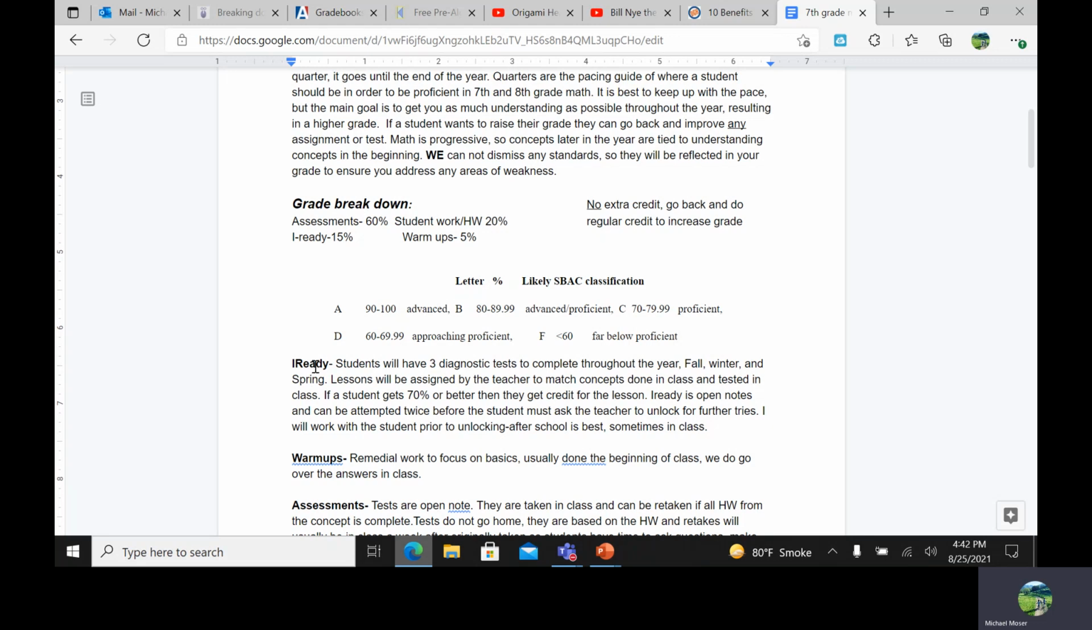And we need to make some adjustments. So iReady students will have 3 diagnostic tests to complete throughout the year. This is going to be used in lieu of our CASP, or the end of the year STAR test, for accountability for the district, for the student, for the teacher. So we'll have it fall, winter, and spring. Just mentioning that the W is off. Sorry about that.